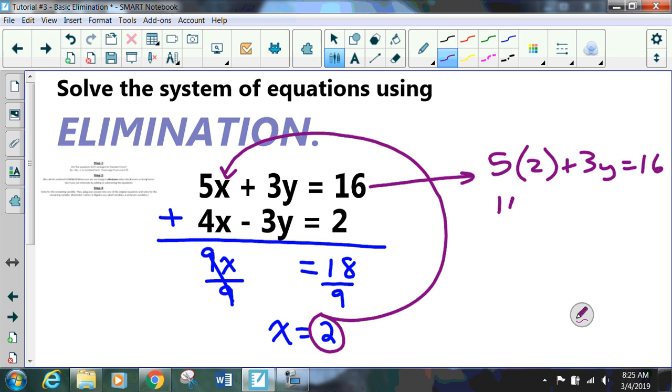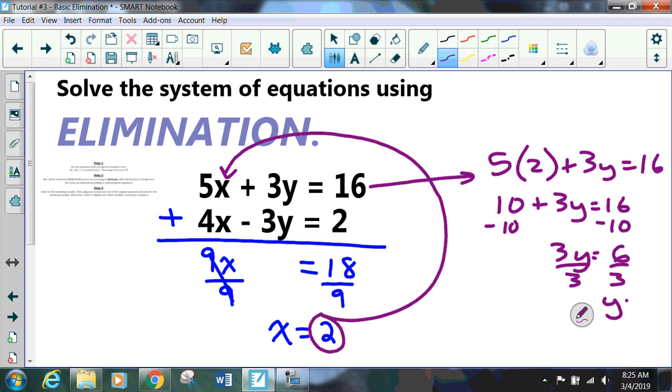5 times 2 is 10. And then it's just a two-step, right? We're going to subtract 10 from both sides. And we get that 3y is equal to 6. We divide both sides by 3, and we get y equals 2. So our final answer, putting the two together, is (2, 2).